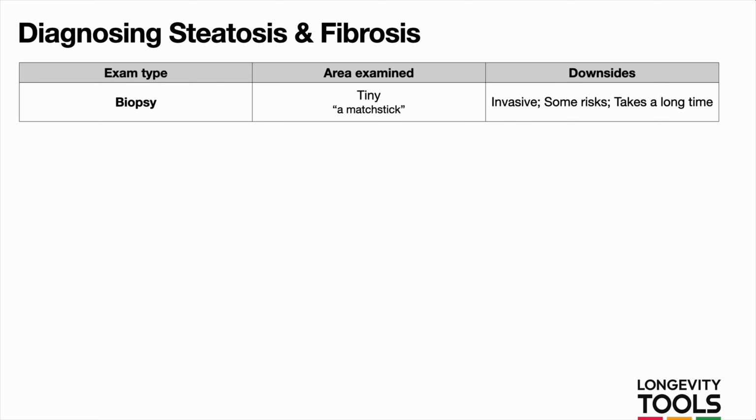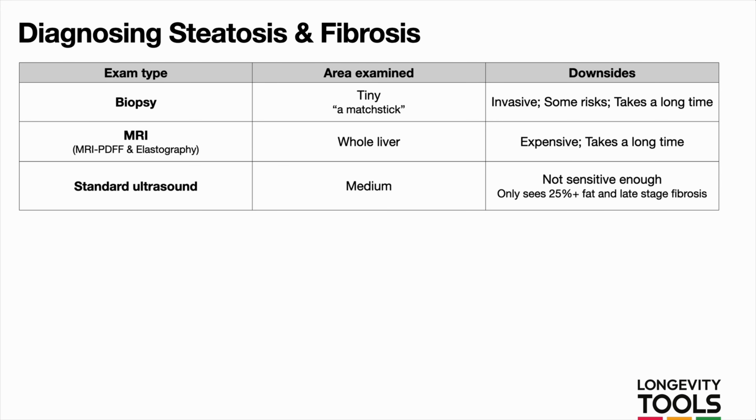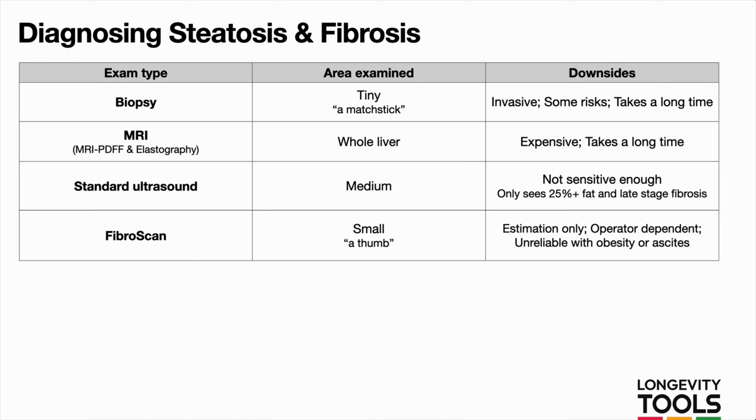The best non-invasive option is an MRI, but it's expensive and time-consuming. Other non-invasive tests like ultrasound and fibroscan each have their own pros and cons. Feel free to pause here for a look at the comparison table.